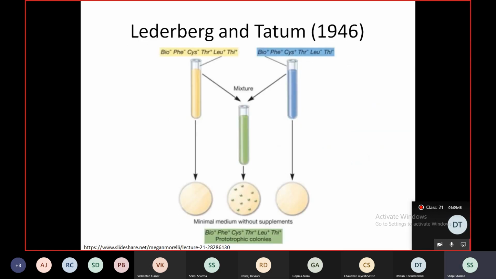Yeah, so we'll finish up with these experiments of Lederberg and Tatum. I'm not sure if you did this in the biology lecture in SBL. But this is to tell you how conjugation was discovered, or how people realized that physical transfer is required.